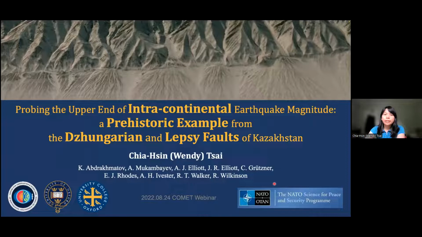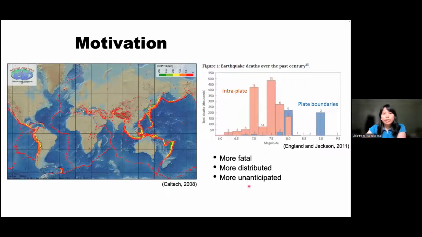As we know, earthquakes occur very often at the plate boundaries. In fact, many earthquakes also occur within the continent, and they could also be devastating. Actually, intraplate earthquakes have killed many more people over the past century than those that happened at the plate boundaries. This is mostly because intraplate earthquakes are more distributed and unexpected. So it's important to study more about the fault behaviors and the earthquake occurrence inside the continent.